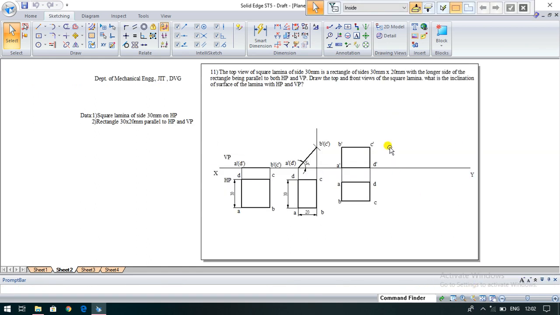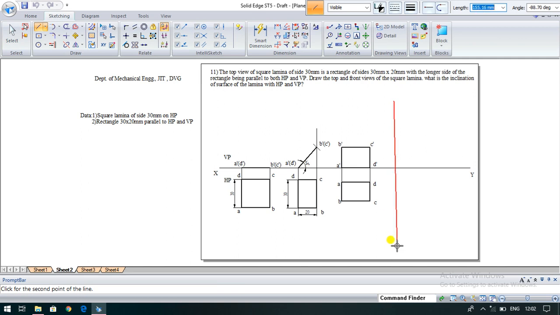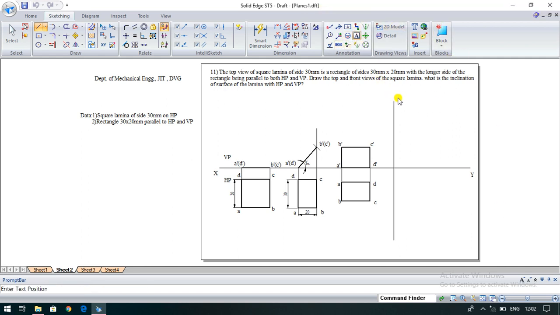So now we have to find the inclination to VP also. For that we have to draw a profile plane here. That's the left profile plane. So we have to draw a right profile plane. So another plane, I call this one as x1 and y1. So it is the right profile plane, x1 on one side, another side called y1. So it is called the right profile plane from the left side view.